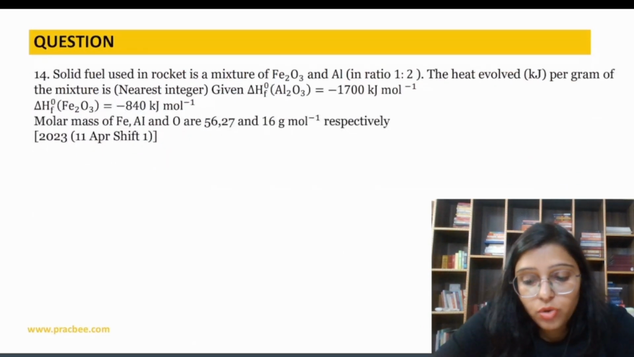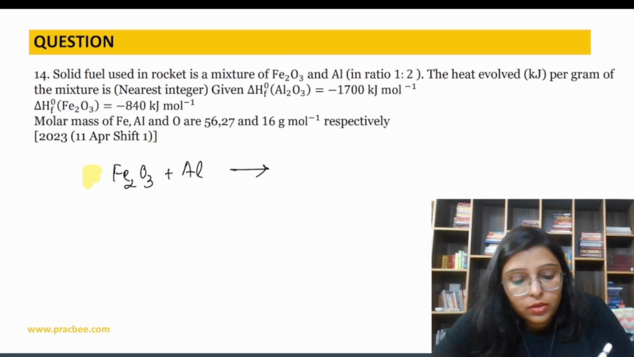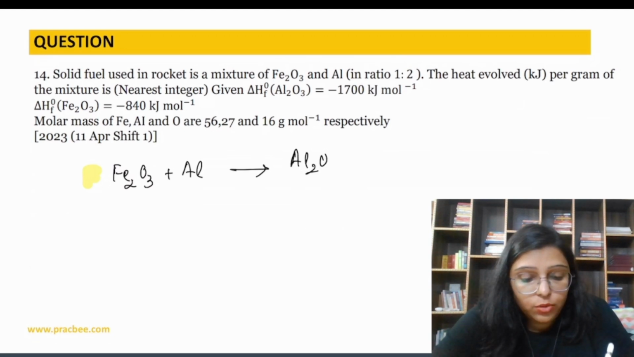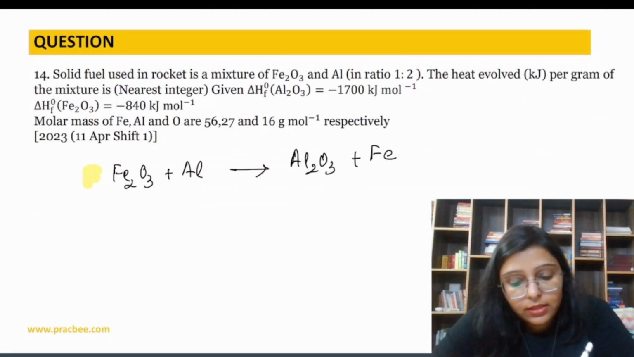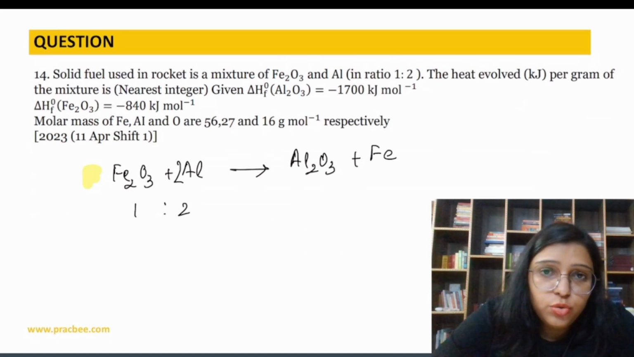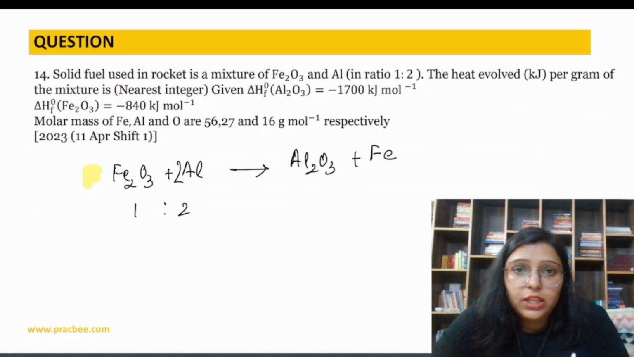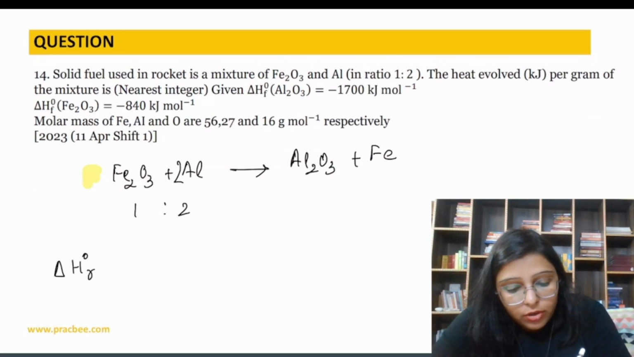Solid fuel used in rocket is a mixture of Fe2O3 and aluminium in the ratio of 1:2. So we have Fe2O3 plus aluminium. When they react, they form Al2O3 and Fe. That is in the ratio of 1:2, and on balancing, we get 1:2 only. The heat evolved in kilojoule per gram of the mixture is asked. So we have to find out the heat evolved per gram. First we have to find out delta H naught of the reaction.